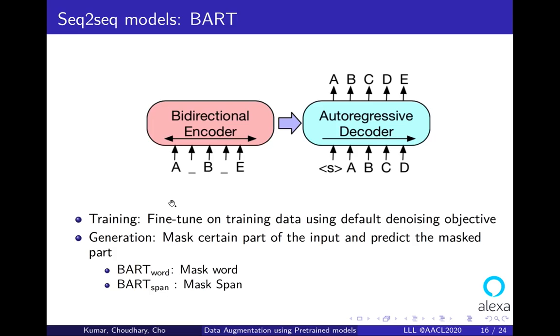The next class of models are sequence-to-sequence models. For sequence-to-sequence models, we use 2 different configurations, BART word and BART span. For BART word, we mask a word and replace it with a simple mask token. For BART span, we mask a sequence of tokens instead of a single token and replace it with a single mask token. So the difference is that BART word is going to produce sentences which are of the same length, whereas BART span can produce sentences which are smaller or longer than the original sentence.